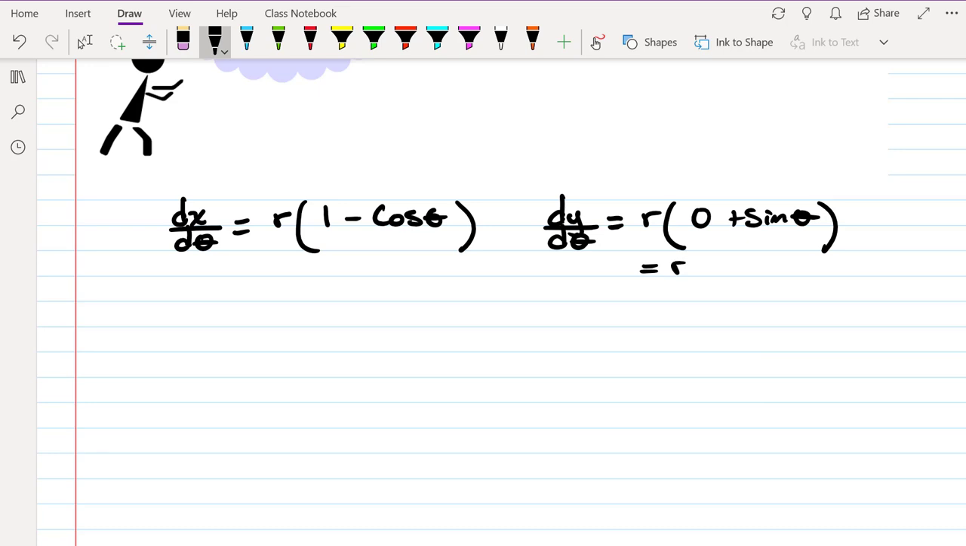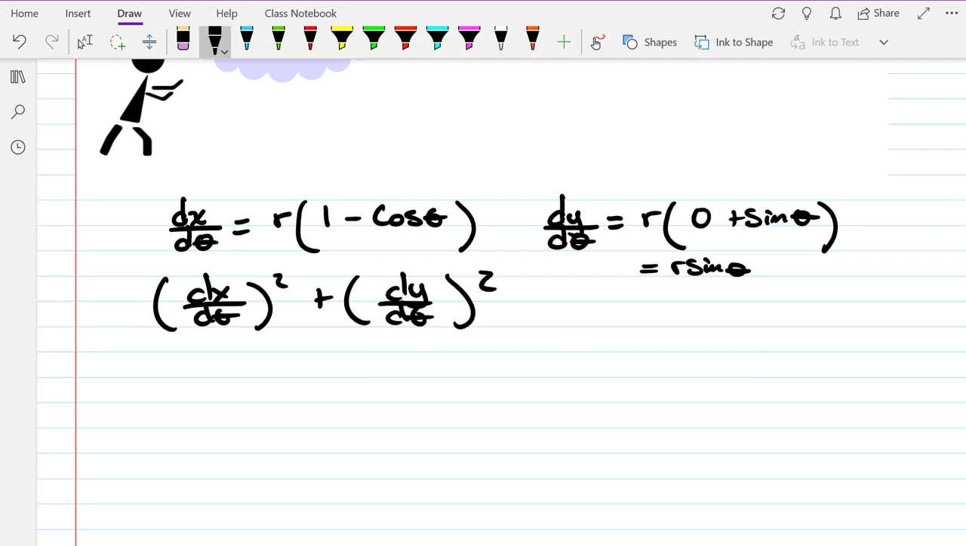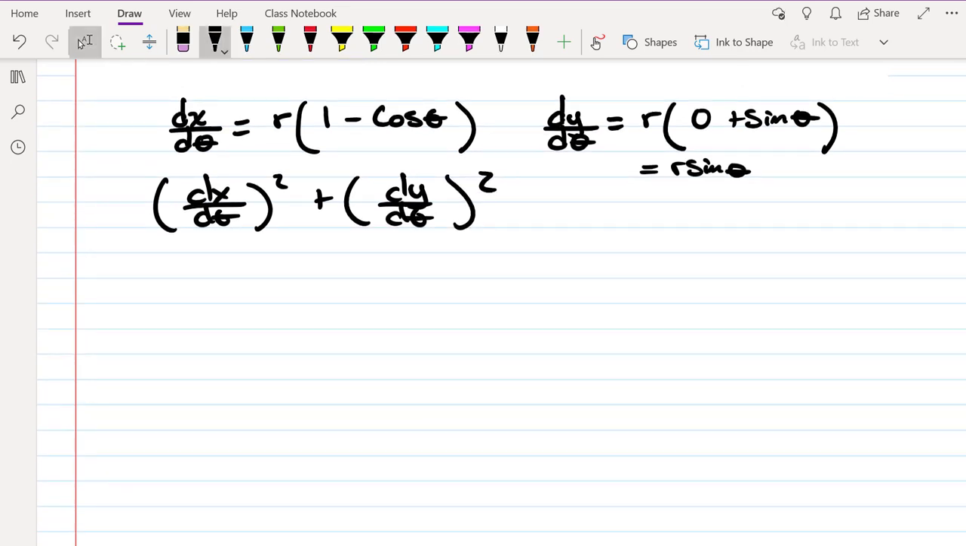So there we're just going to get r sine theta. And here we get r times 1 minus cosine theta. So now, putting that into our formula, we have (dx/d theta) squared plus (dy/d theta) squared is going to be r squared times (1 minus cosine theta) squared plus r squared times sine squared theta.